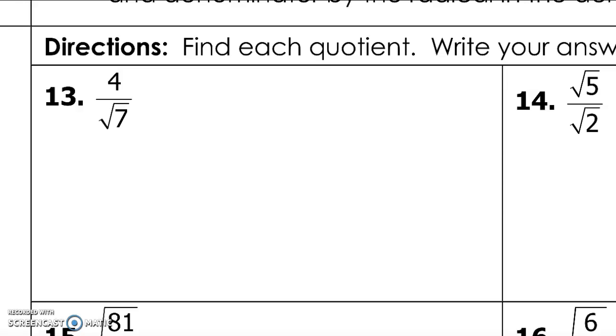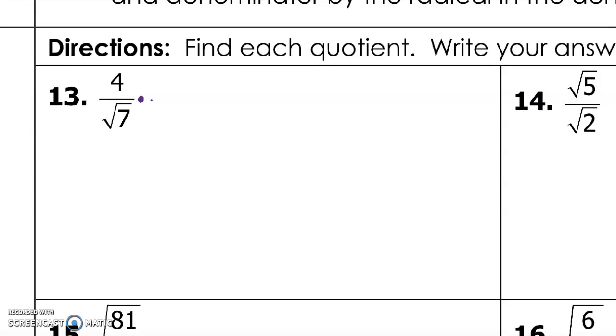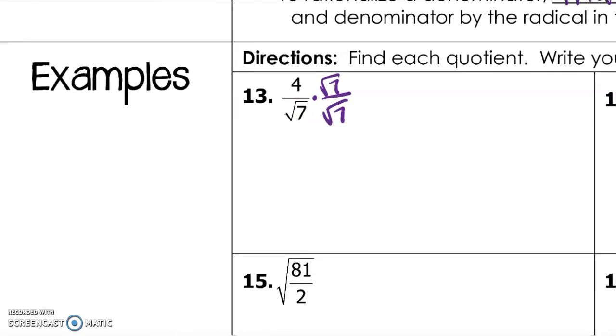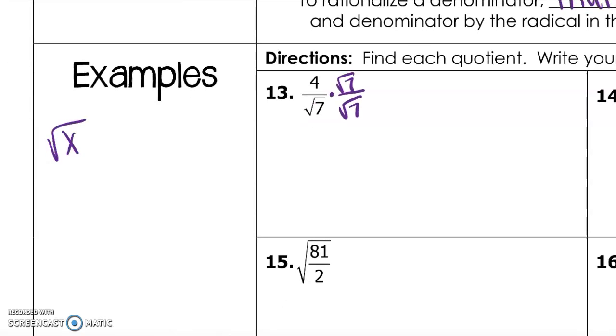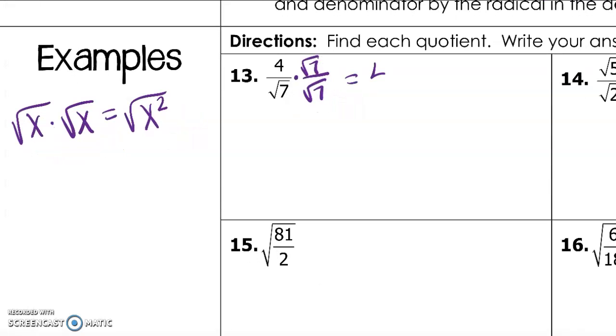If you look at 13, we cannot simplify 4 and 7 anyway because one has a square root and one doesn't. So to get rid of the square root of 7, we have to multiply by the square root of 7. Now, this is something you might want to write off to the side. The square root of x times the square root of x is the square root of x squared. So if I wanted to do this the long way, I would write this as 4 square root of 7 over the square root of 49, right? 7 times 7 is 49. But the square root of 49 is just 7.